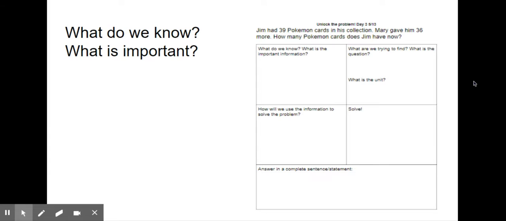Okay, so first we think about what we know and what is important. So take a second to think, what do we know and what is important in this problem?